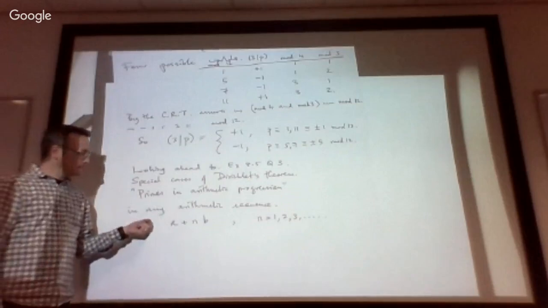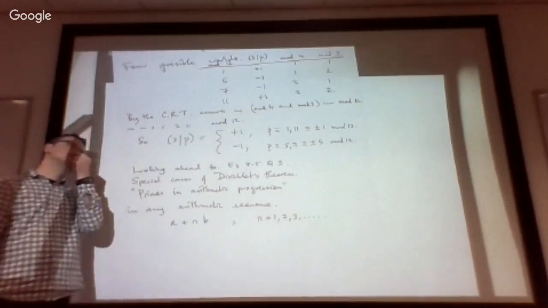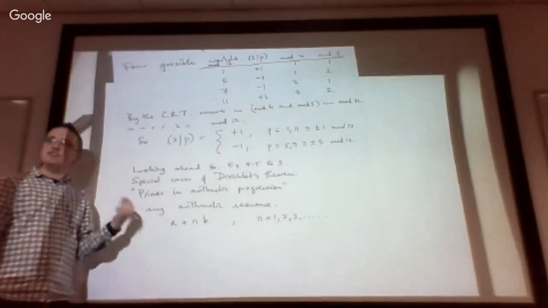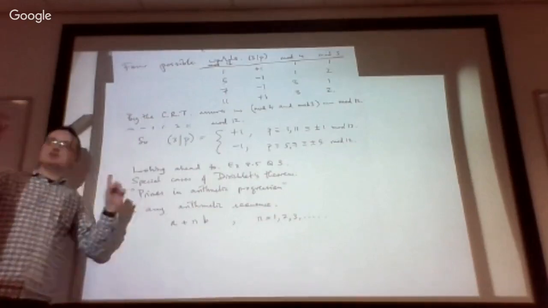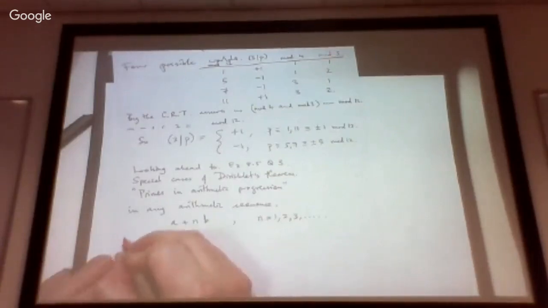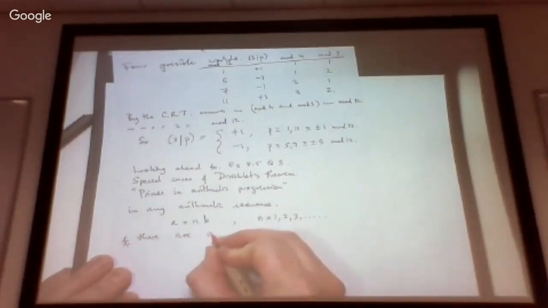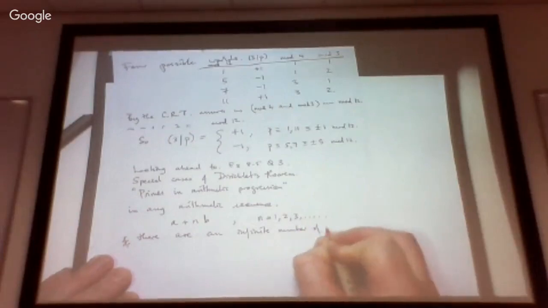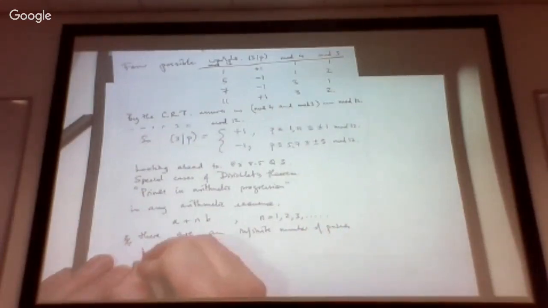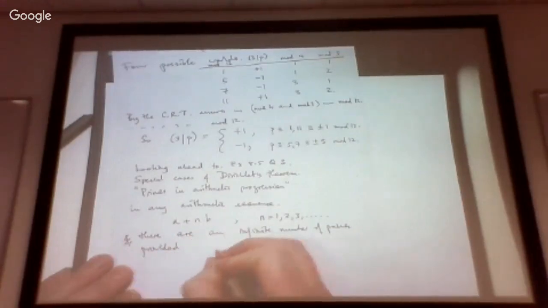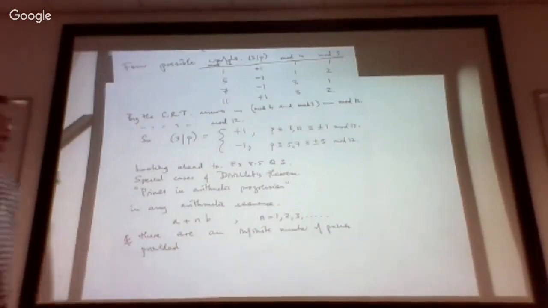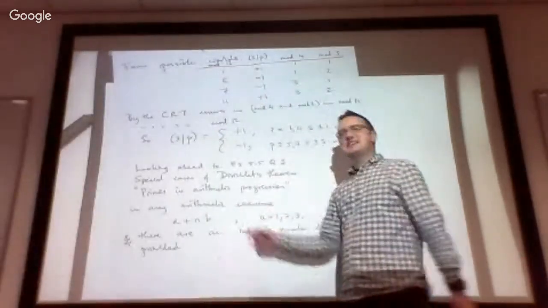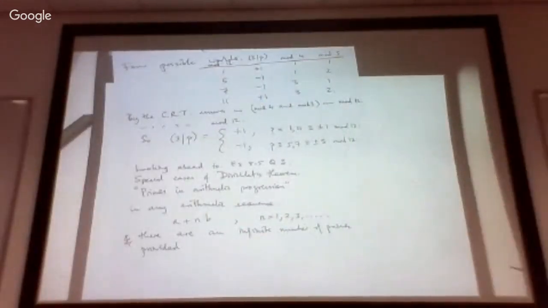You will find an infinite number of them in every arithmetic sequence, except we need a condition. So in any arithmetic sequence there are an infinite number of primes, except it's not true of every arithmetic sequence. There's a condition needed on the parameters, because some arithmetic sequences consist really of all composite numbers.